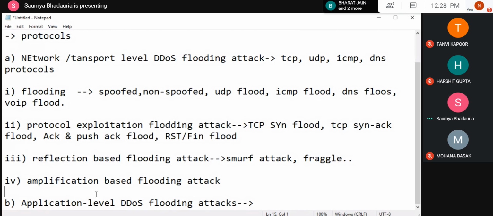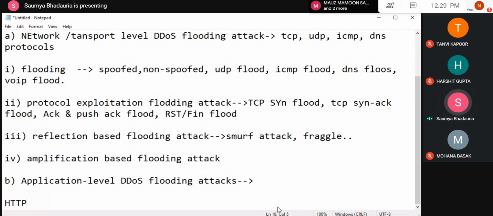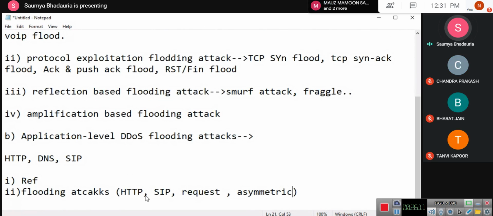Now, in the case of application level DDoS flooding attacks, usually the impact is on the services, since they target the specific characteristics of the application layers. For example, it targets HTTP, it targets DNS, and it can also target session initiation protocol, which is SIP. So if we are talking about flooding here, it can be flooding of HTTP packets, flooding of DNS, or flooding of SIP packets.